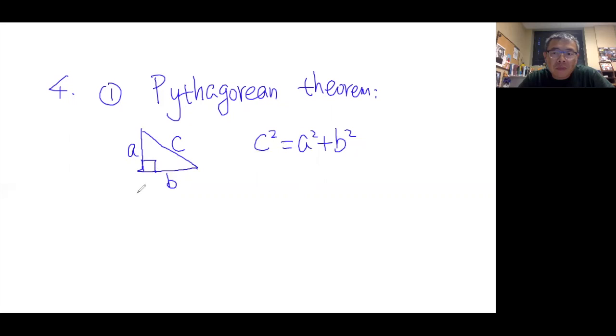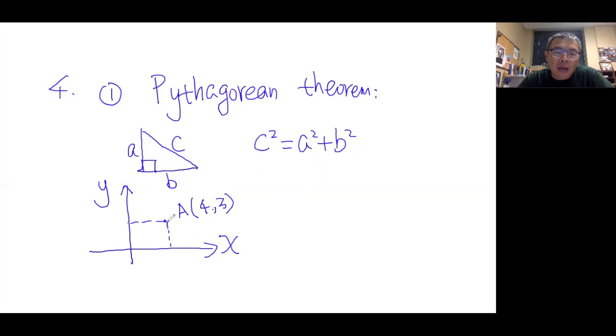But let me mention one application, just in this coordinate system case we talked about before. Let's say you have a point A here, and the coordinates are 4 and 3. The x coordinate is 4 and the y coordinate is 3. Now you want to calculate the distance from this point to the origin. How do you do it?